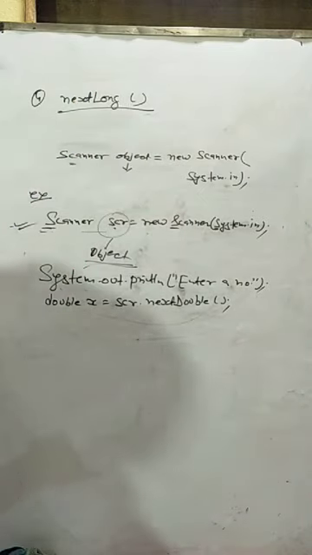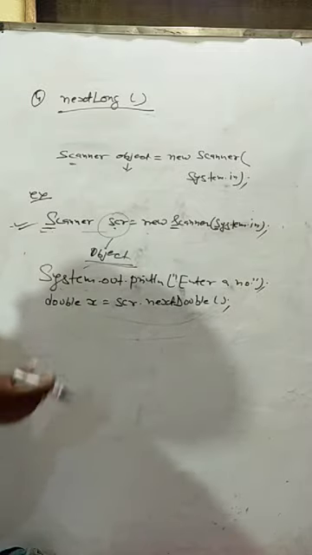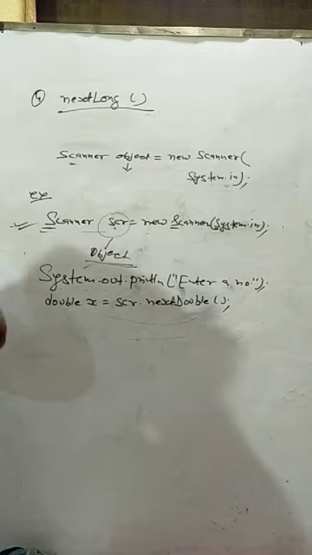This function is used for long type values. Long type means a large integer number, like the mobile number of a user. It is a large number. So to store a large number, we need the nextLong function.